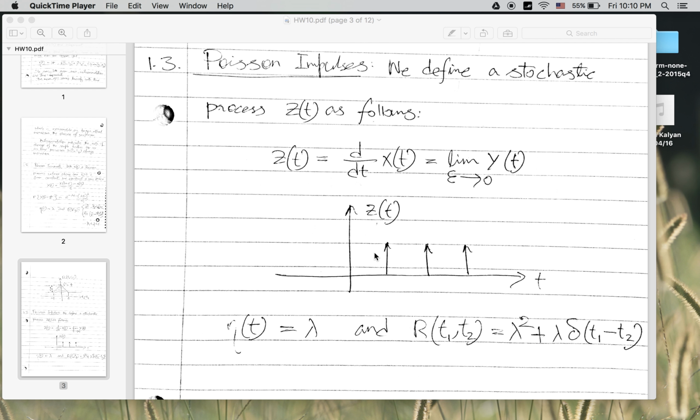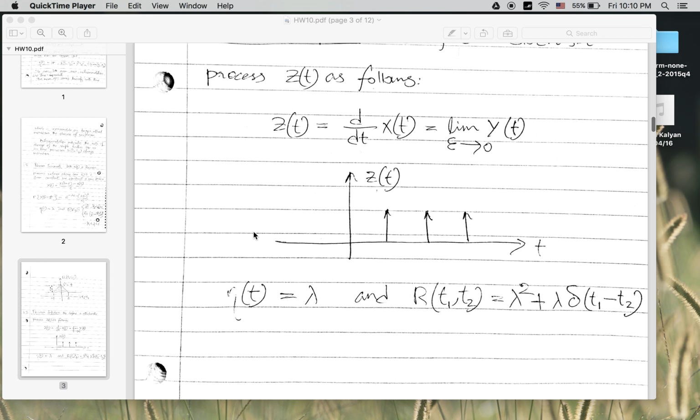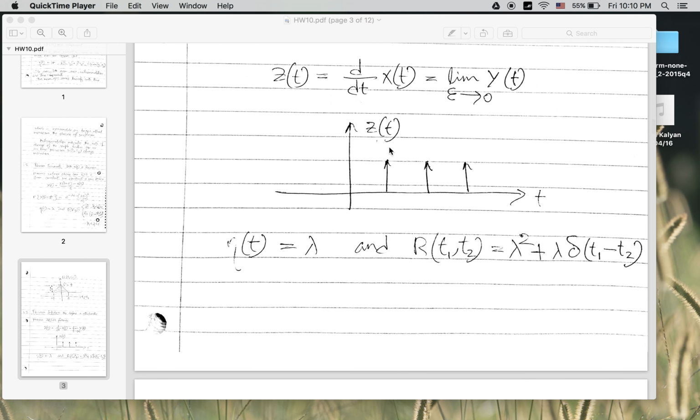Next, we define what Poisson impulses are. Poisson impulses are nothing but the limiting case of Poisson increments, where z(t) is defined as the derivative of x(t), which is the limit of y(t) as epsilon tends to 0. Now z(t) can be defined as this, that is, it has value 1 at certain moments.